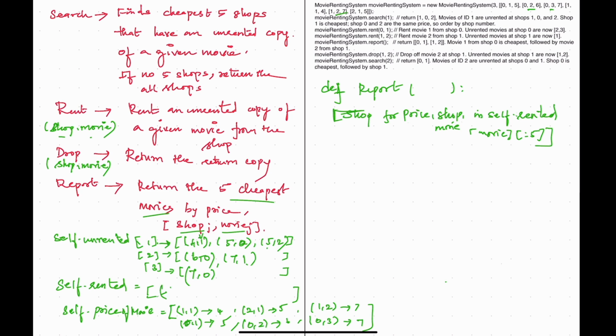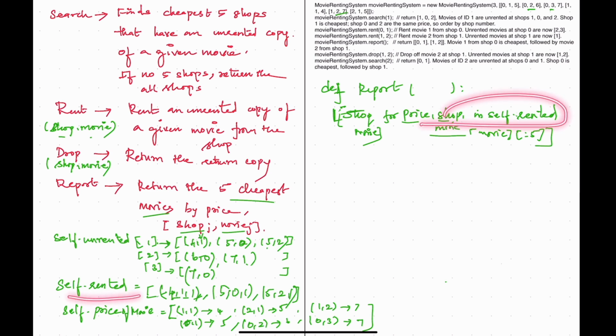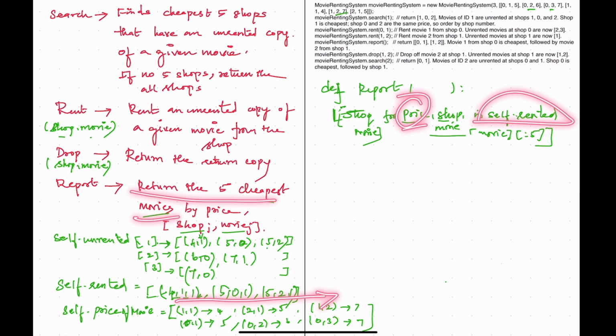We'll be storing one. Okay, like this we would have stored. So now these are the 3 params. Now what all we have to return: shop comma movie. For any time we have to return. So each time we will be traversing the self dot rented, we have to return the 5 cheapest movies based on the price. So already it is sorted, that would have stored like this.